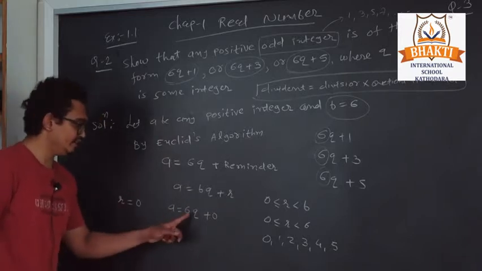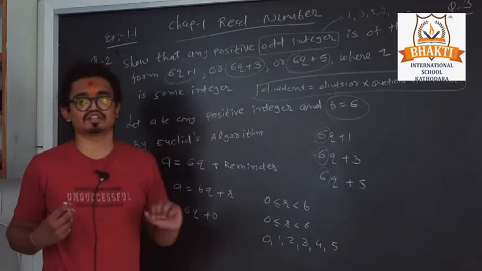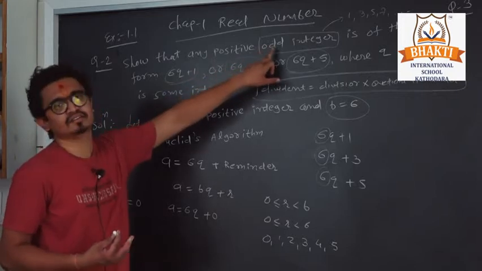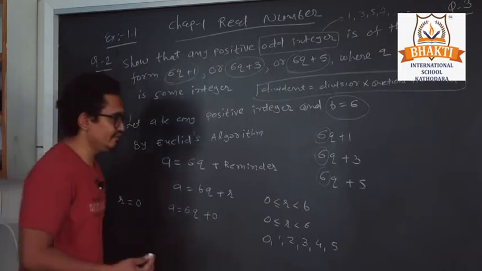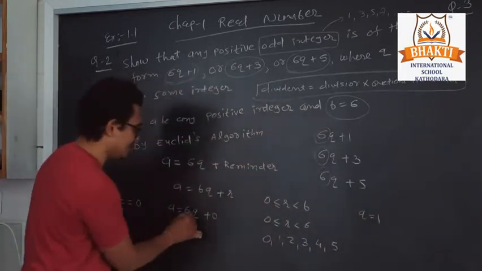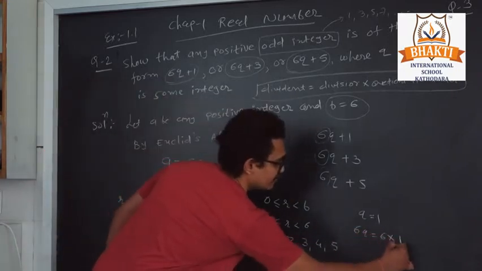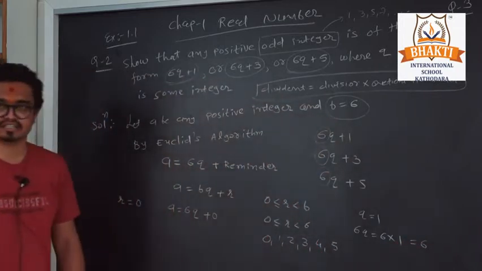Now we don't know what our quotient is, but they are already talking about positive integers, so we can start with 1, since positive always starts from 1. So if our q is equal to 1, then 6q is equal to 6 into 1. What will we get as the answer? It will be 6.